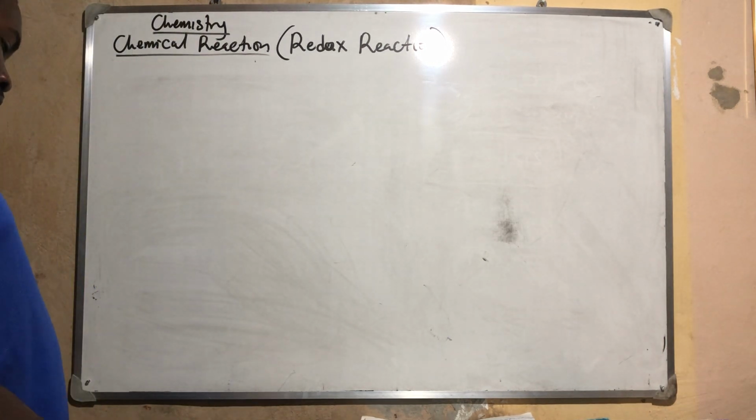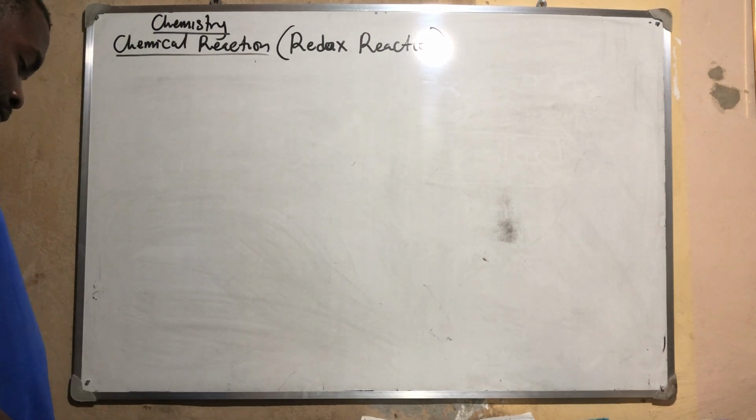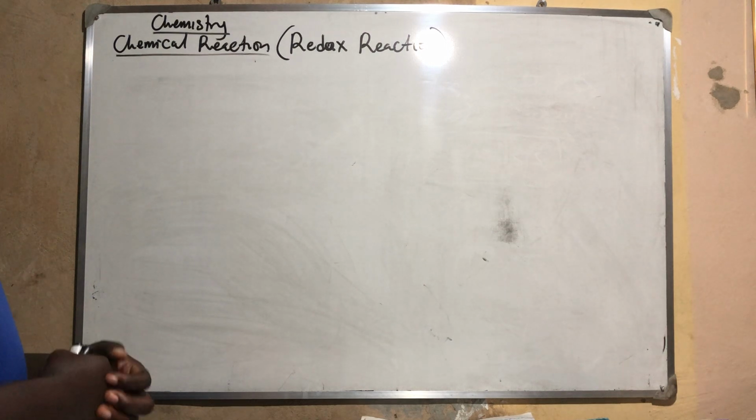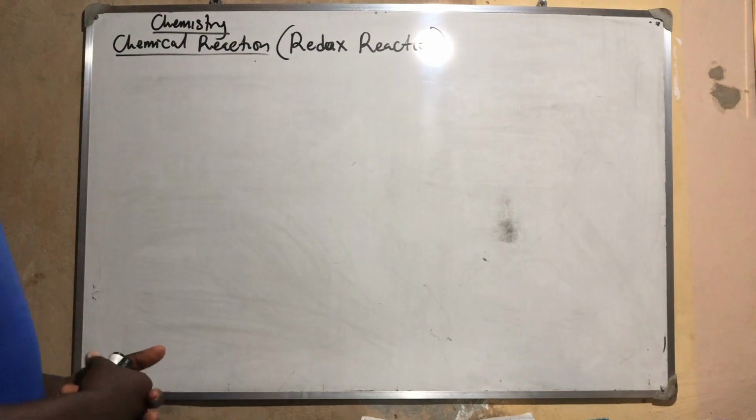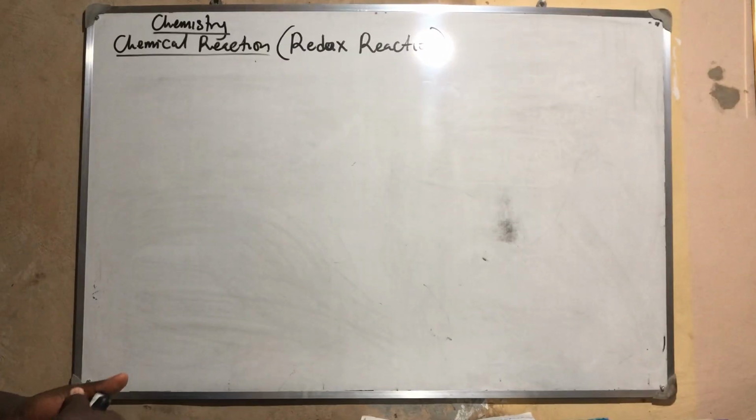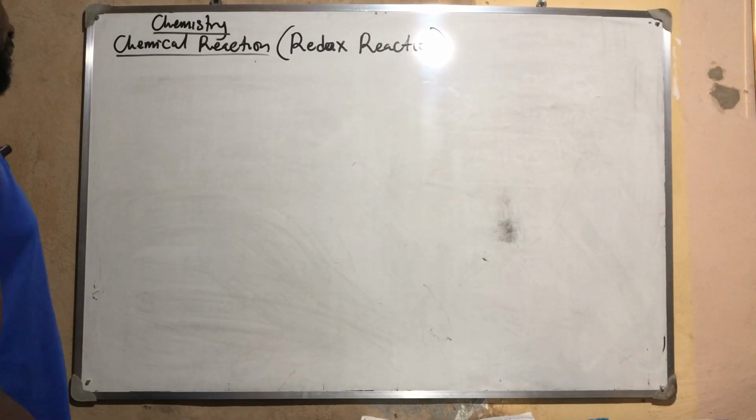Chemical reaction involves the formation of new substances as a result of chemical changes. When there is a chemical change, it will bring about another substance, and that is what is called chemical reaction. We have different types of chemical reaction.